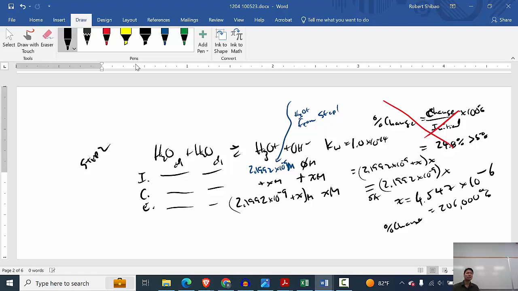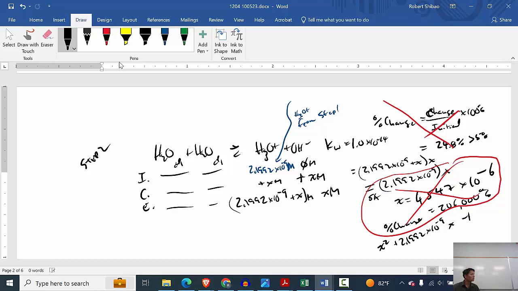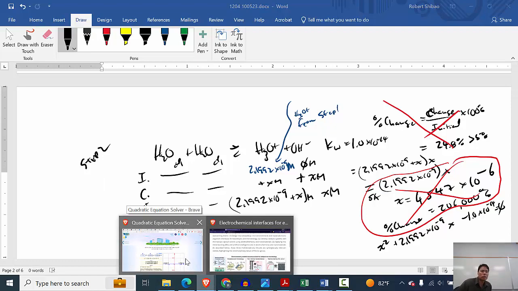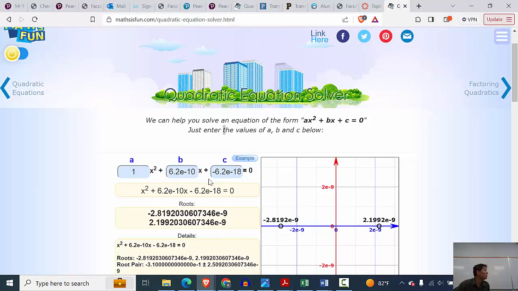Did you guys get it? Did you try the simplifying assumption? Yeah, it failed. 200,000% change. Did you use the quadratic? Yeah. So we get this in quadratic form: X squared plus 2.1992 times 10 to the minus 9 X minus 1.0 times 10 to the negative 14. Not too difficult to get it in quadratic form, but if you were to plug this into the quadratic equation, it's a bit of a pain because of the digits, sig figs.